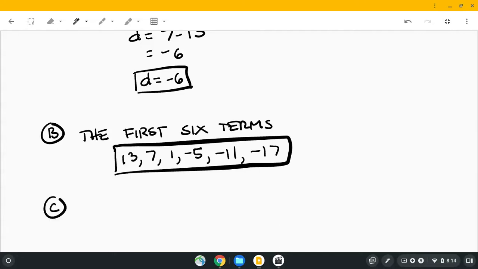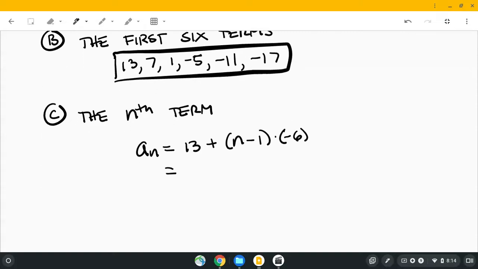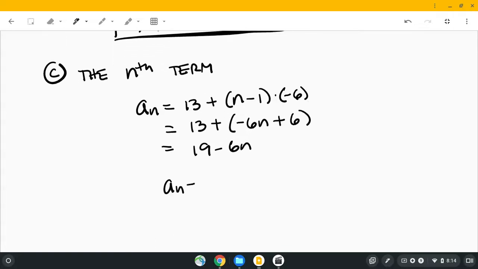Okay. And then find the nth term. That's that nth term formula. And so an is going to equal the first term plus n minus 1 times d. And d turned out to be negative 6. Okay, let's go ahead and distribute that negative 6, and we get negative 6n plus 6. Combining like terms, we get 19 minus 6n. So our an formula is 19 minus 6n.